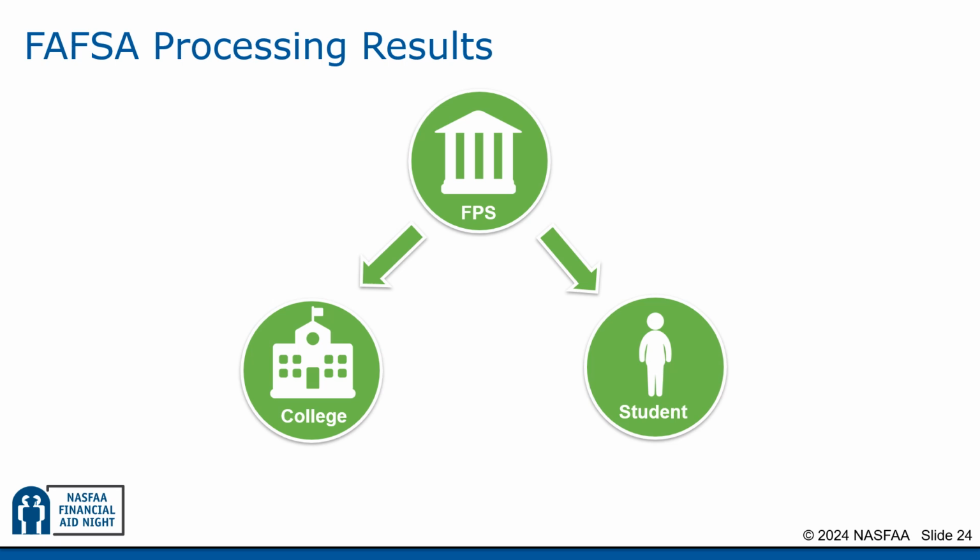Once the FAFSA is completed and an SAI can be calculated, the information then gets sent both to every individual school that students have added to that FAFSA, as well as sent to the student with a summary of all of their FAFSA information that was entered.